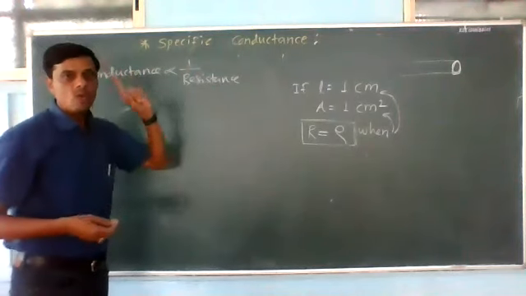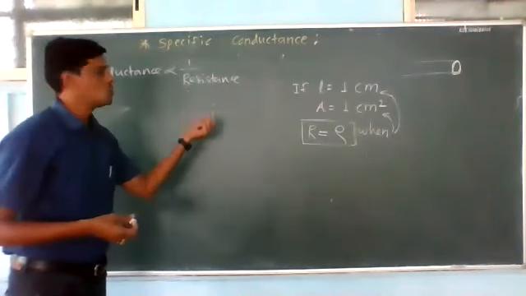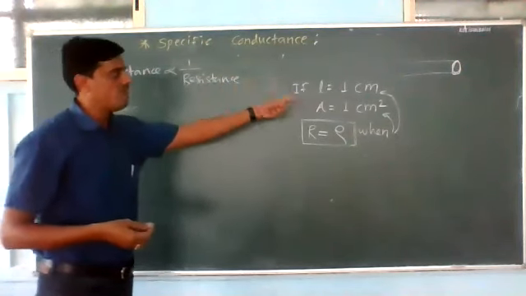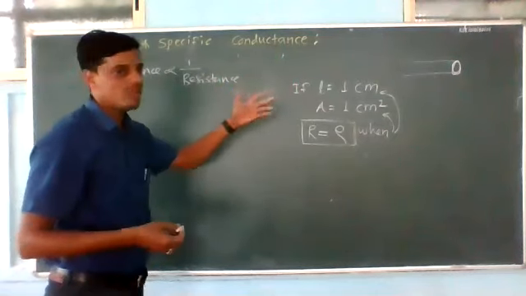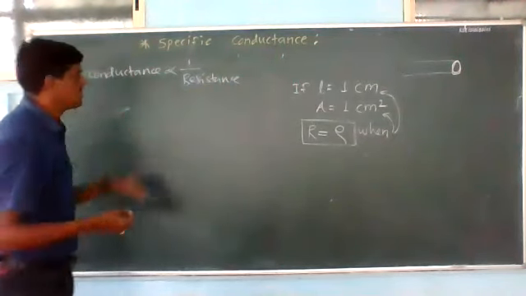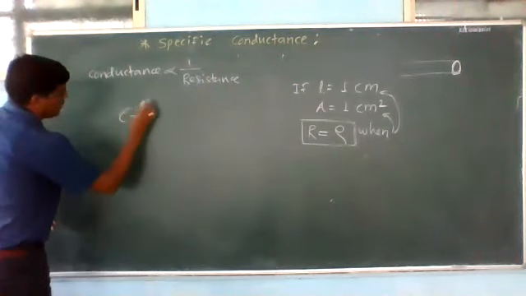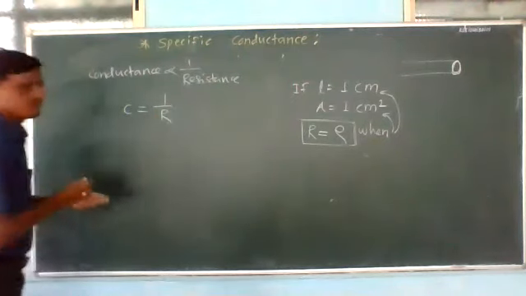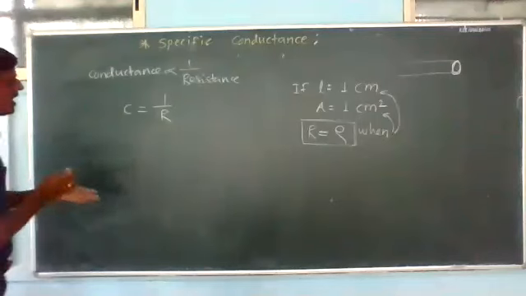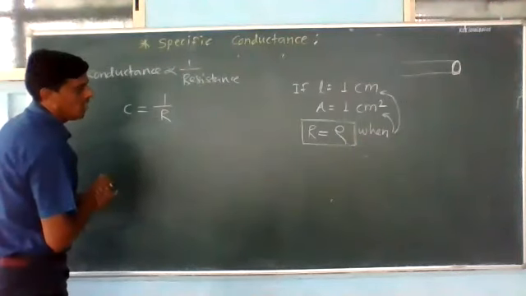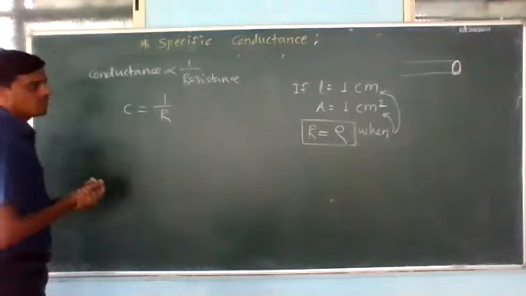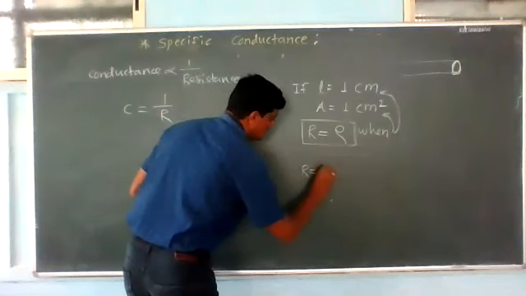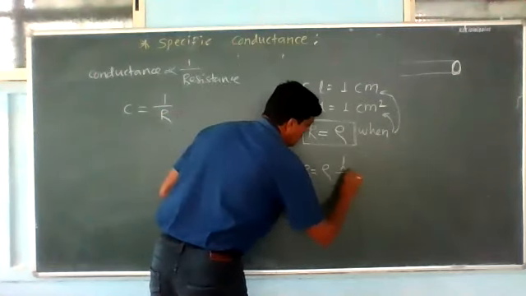Therefore, every conductor must have a very small value of resistance, and the L value and A value decide the resistance of that conductor. Now, C is equal to 1 upon R. If we put the value of R in this equation, what was the equation earlier? R is equal to rho into L upon A.